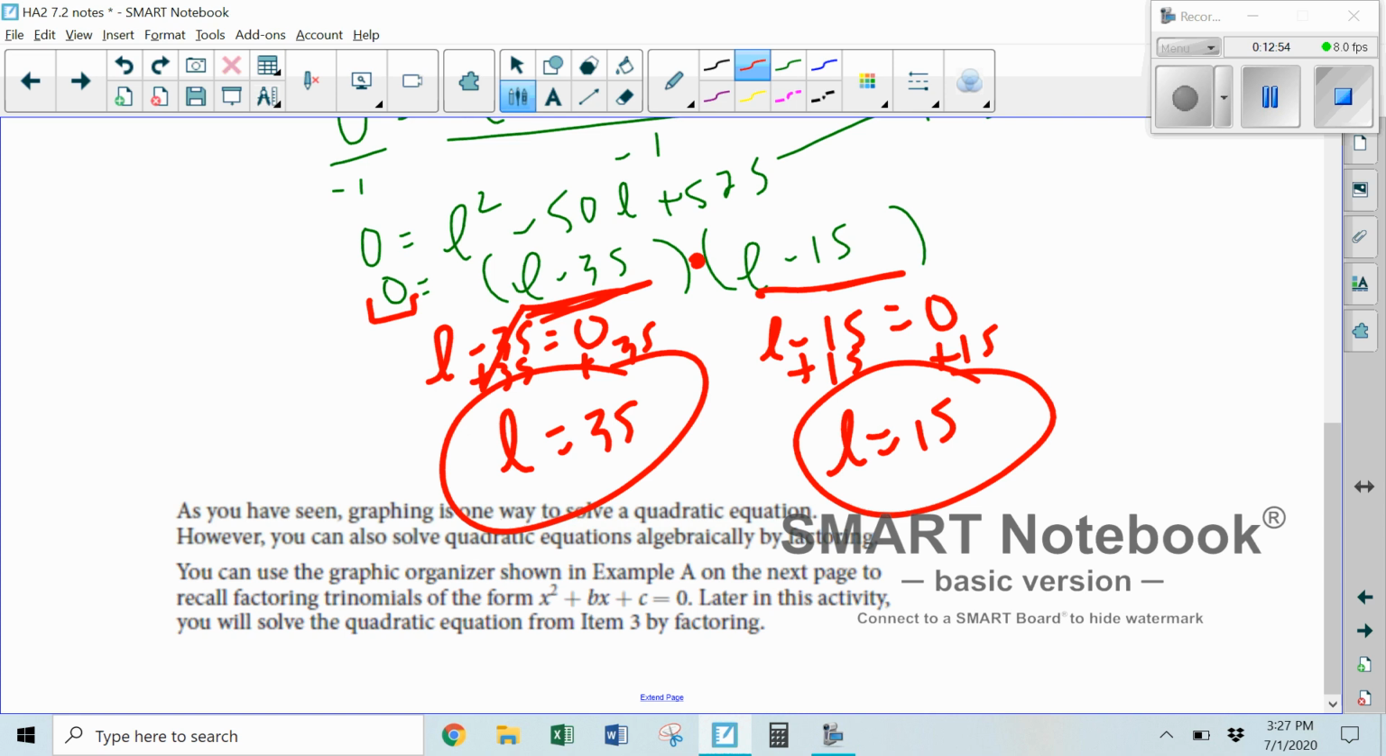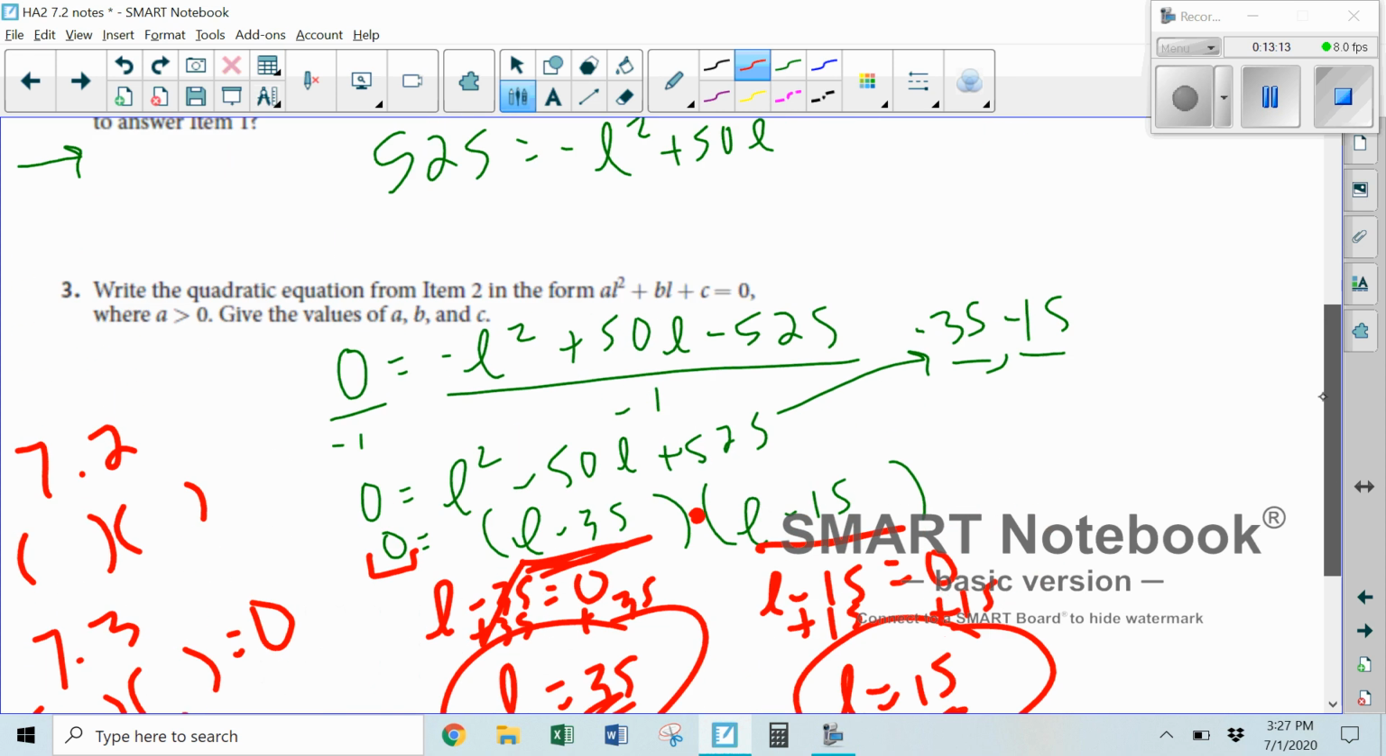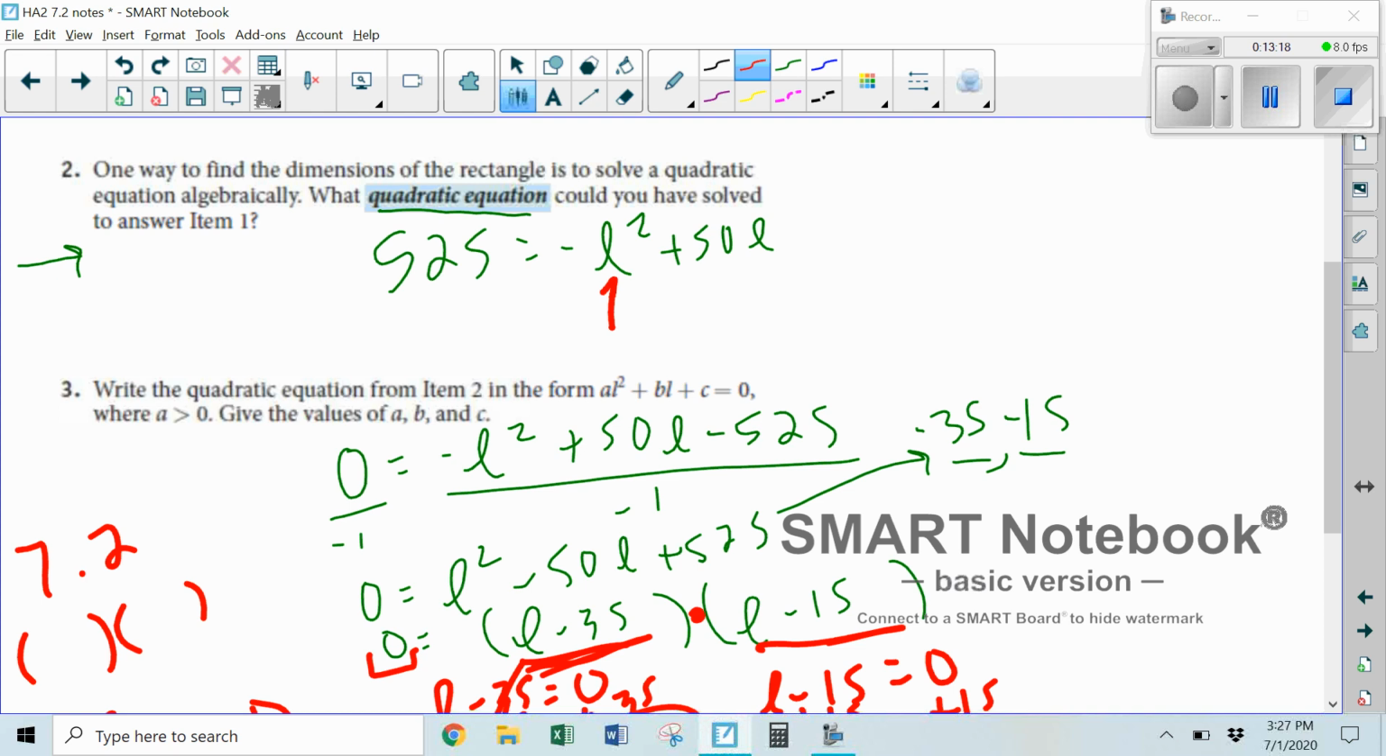So again, section 7.2 is more about factoring. Section 7.3 is if my factors are equal to 0, then one of these or more has to be 0. So we set each piece equal to 0, and that can give us our answer. I could plug that in. If I go up to the top where we wrote the problem, my answer is 35. I could plug in a 35 right here, and I should get 525. Or I could do it in this one here. I could plug it in here and here to check it.